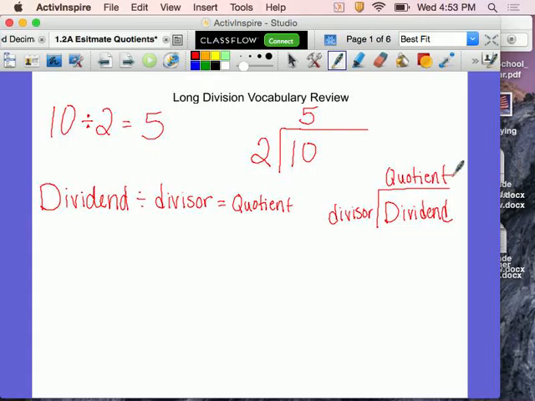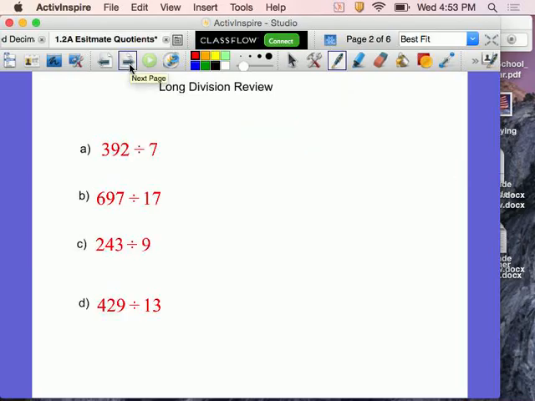Okay, those will be on your test in a few days, so make sure you study which one's which. That way we can communicate with each other. If we need to review how to do long division, we can go ahead and pause the video and try a couple of these problems on the whiteboard.